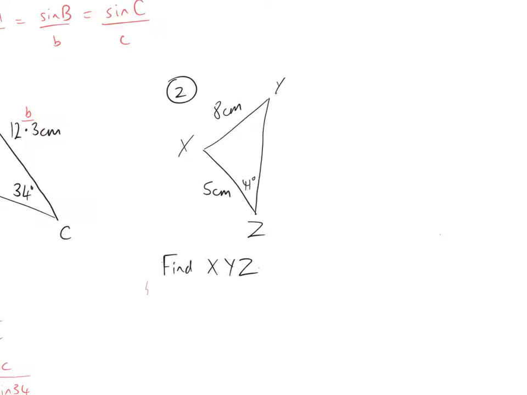Okay, looking at this question here, it says find x, y, z. So that means I'm at x, I go to y, and then go to z. So I've actually made an angle, I'm not looking at a line here. Sometimes you may see a little hat on the letter, that also means finding the angle.